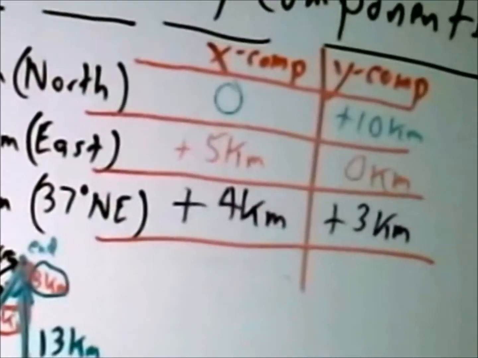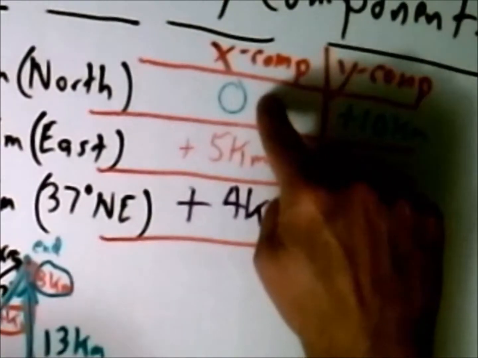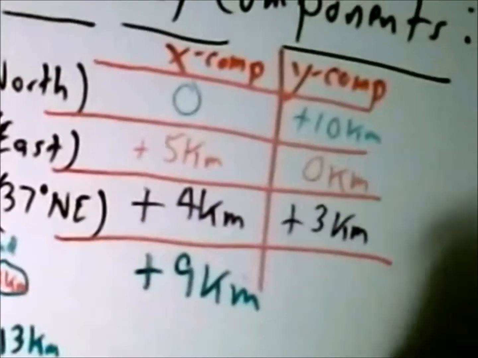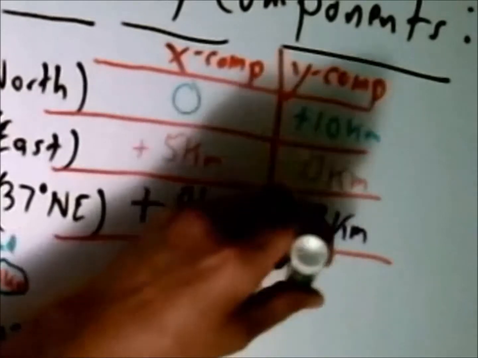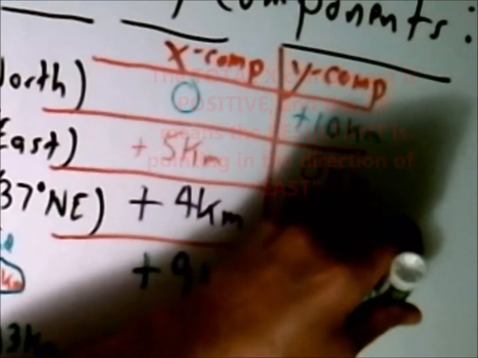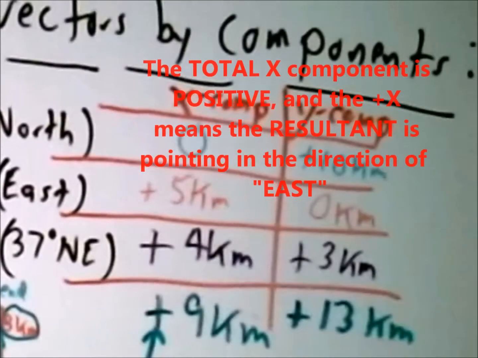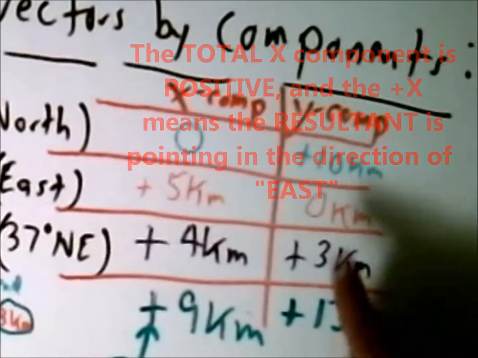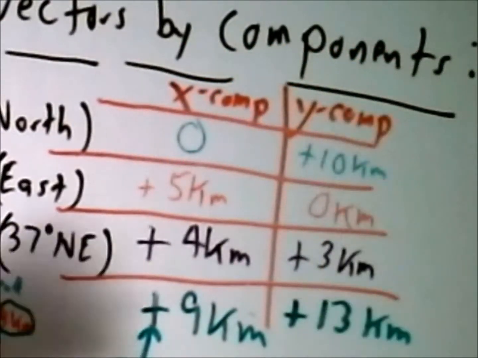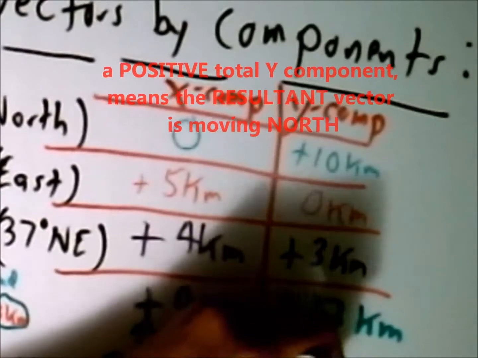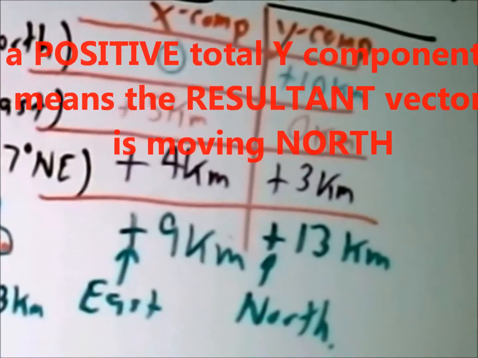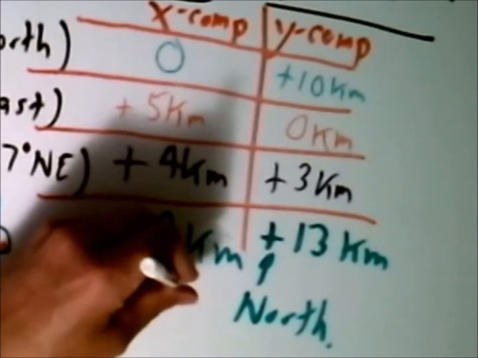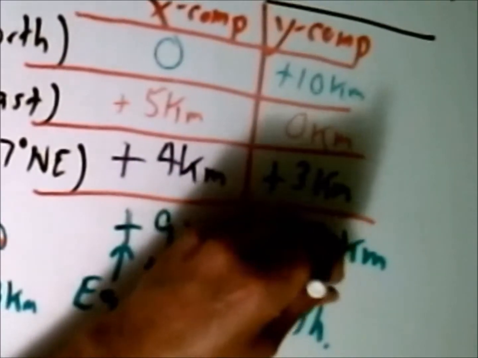Let's look at these numbers for a moment in our table. If you add up the x components, 0 plus 5 plus 4, that gives you a plus 9. Add up the y components, 10 plus 0 plus 3, that gives you plus 13. Under the x direction, a plus sign means you're going to the east. And under the y direction, a plus sign means you're going to the north. Okay. So what you're looking at here, this is the total x component, and this is the total y component.